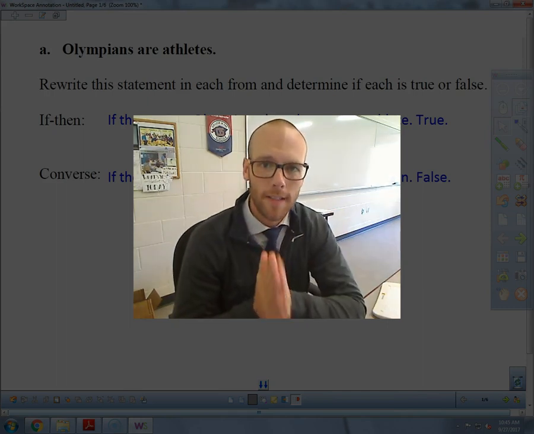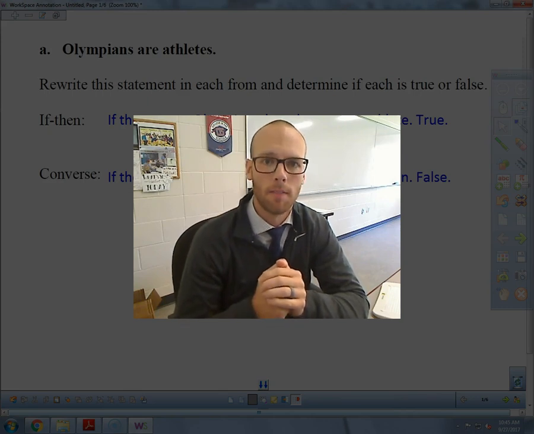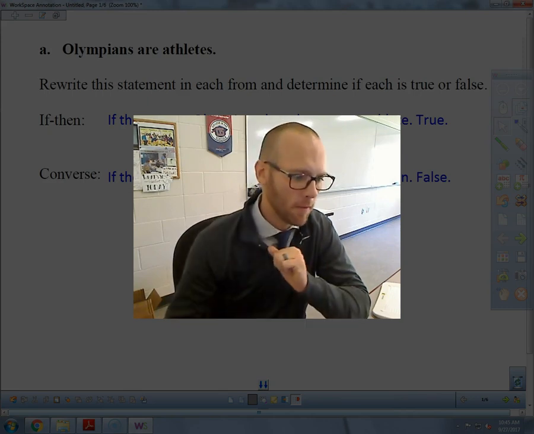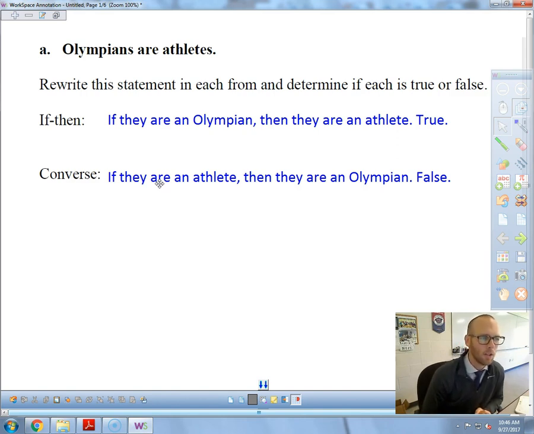Now our goal today is to see what it takes to write a good definition. In fact, I'm going to go back to what we talked about yesterday, this example about Olympians are athletes. And I believe I asked you, if I was writing the dictionary, would it be a good definition to say Olympians are athletes? No, that wouldn't be a good definition.